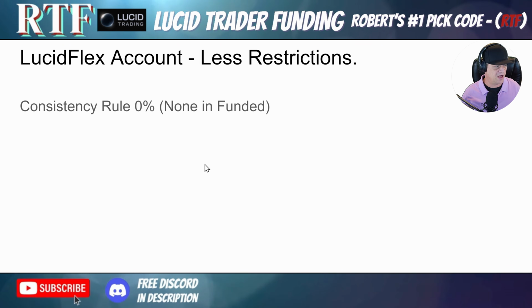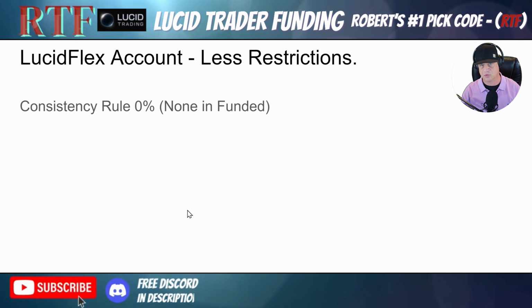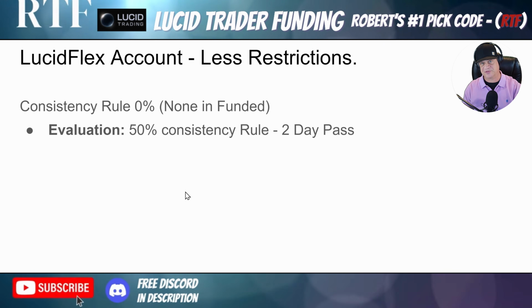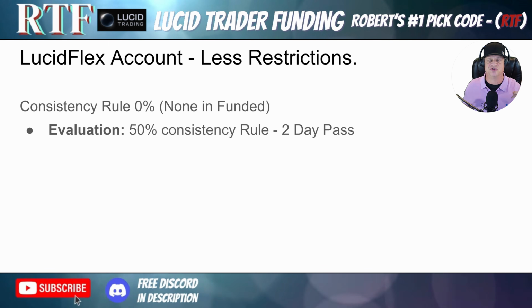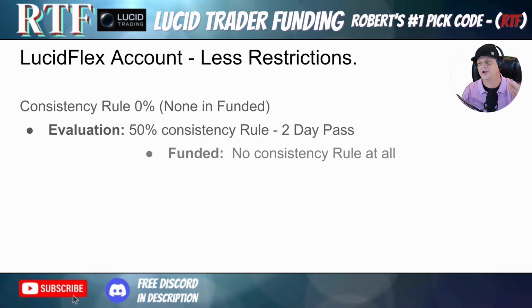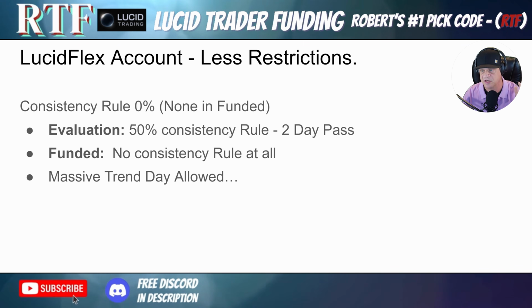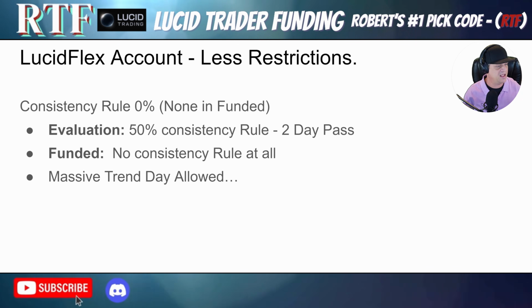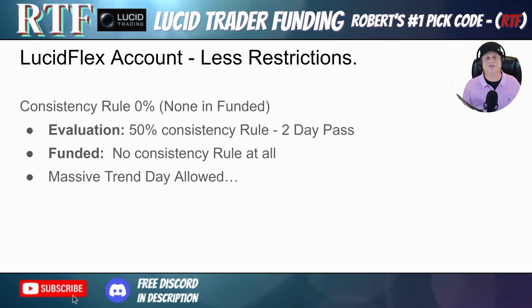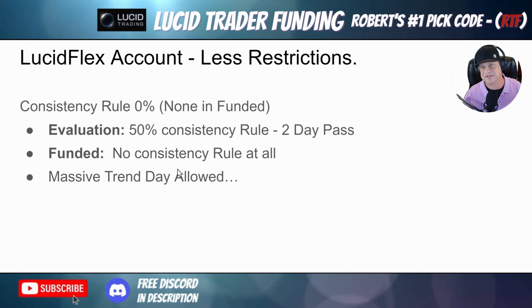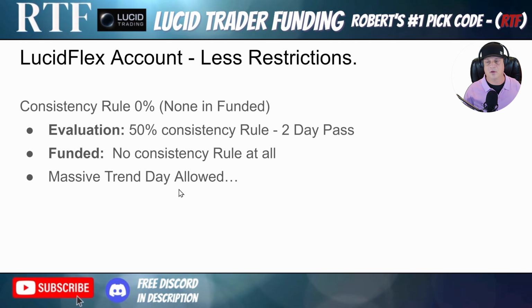So, LucidFlex account. This account has fewer restrictions, right? It has a 0% consistency rule in funded. In the evaluation phase, there's a 50% consistency rule, which means that you can pass in 2 days. And then once you're funded, there is no consistency rule anymore at all. And what that means for you is that you can catch a big, massive trend day. You could have 80% of your monthly profits in one day. It's not going to be held against you. It's totally fine to do that. And that's probably the biggest advantage of this LucidFlex account.